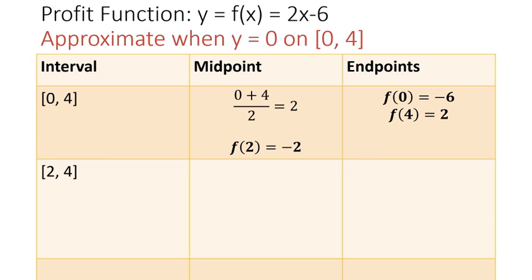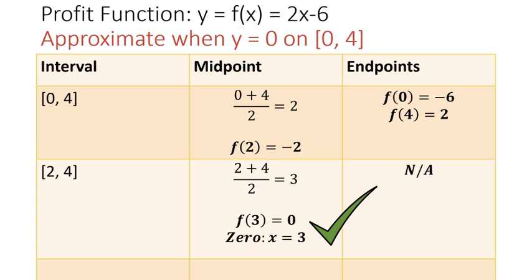So now we have 2 to 4. Let's find the midpoint. X equals 3 is the midpoint. When we plug it in, we get 0. So that was a lucky break. We found the 0 of our function. Let's look at a trickier example.